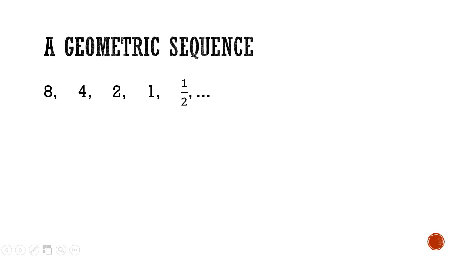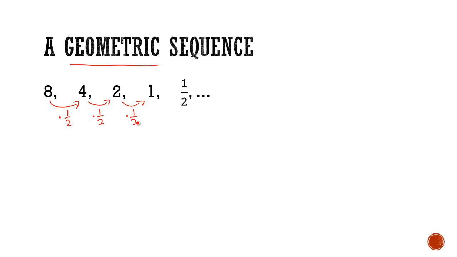8, 4, 2, 1, 1/2, and then it would go to 1/4 and so on. So what's happening? It's actually dividing by 2 each time. So this idea of multiplying or dividing will cause it to be a geometric sequence. The best way of writing it is in terms of multiplication. So if it's actually dividing, we can see it as multiplying by a half, multiplying by a half.